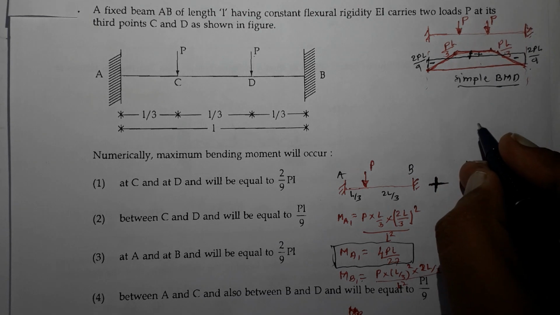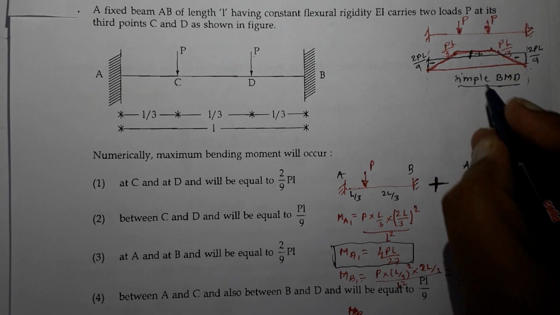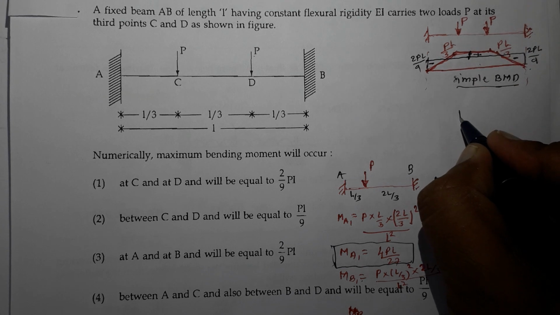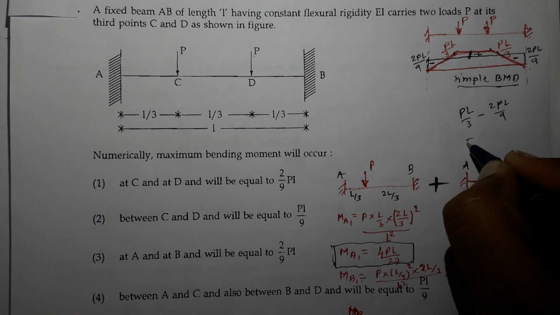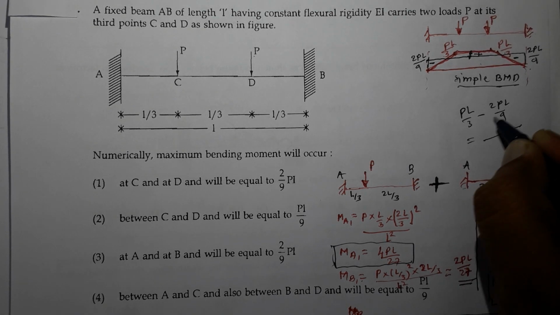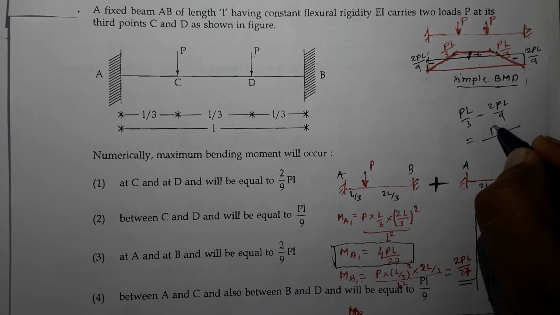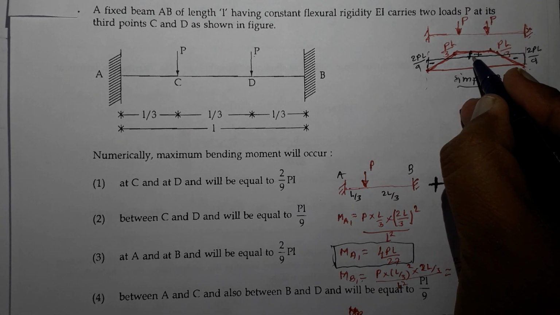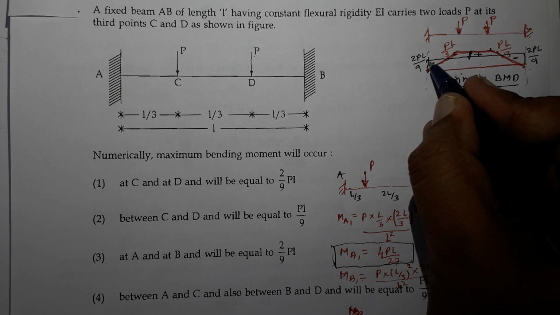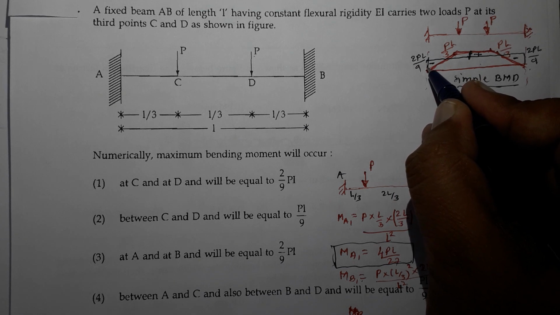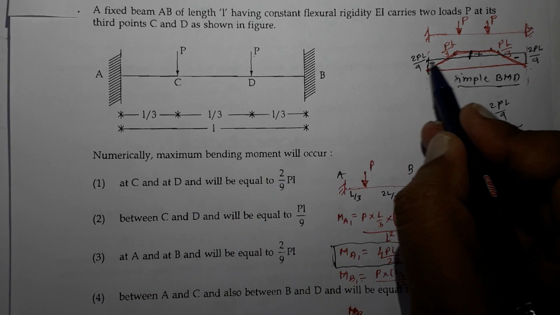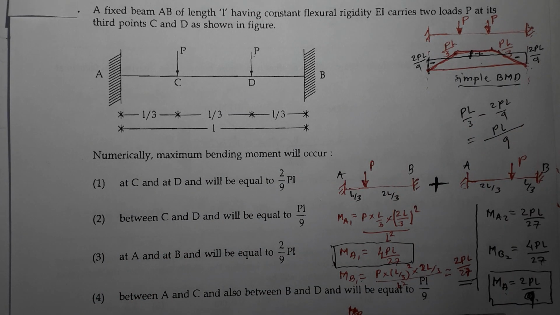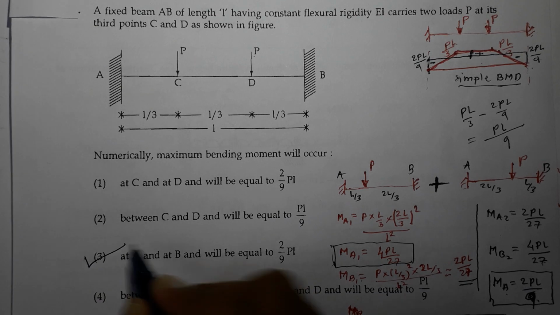So this vertical ordinate will be equal to, initially it is PL by 3 minus 2PL by 9, and which will be equal to, 9 is the LCM, 3PL minus 2PL, so it will be PL by 9. So maximum sagging bending moment is PL by 9, whereas maximum hogging bending moment is 2PL by 9. So the numerically maximum bending moment occurs at A as well as B, and that is why the correct option is option 3.